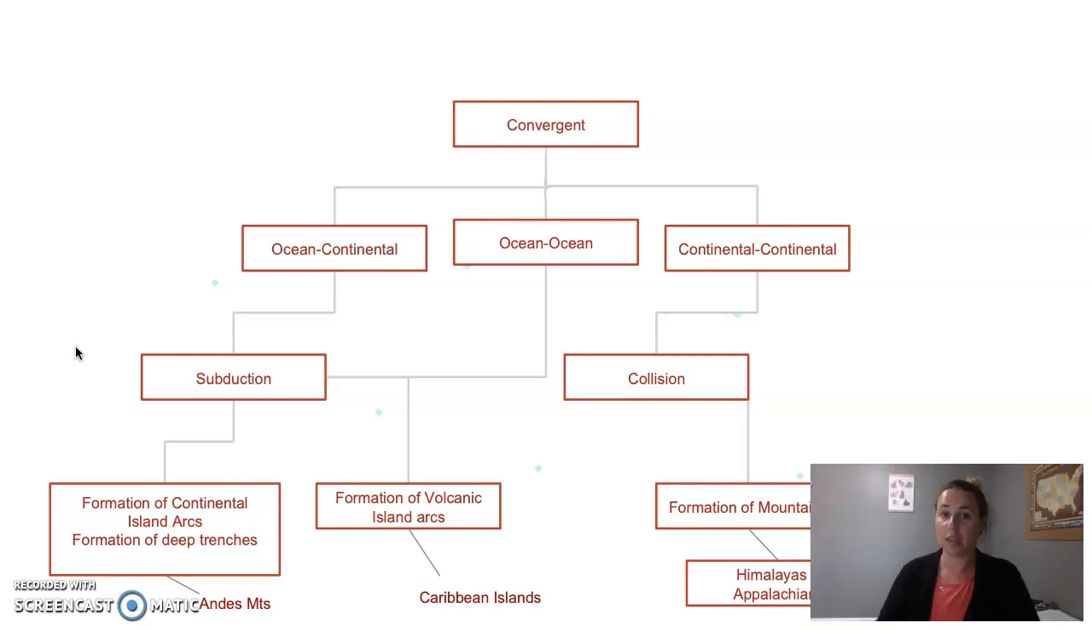And then the third type of convergent plate boundary is continental and continental. You have continental crust that meets continental crust, and what you get is a collisional event. This is what we call our mountain building events, or in geologic terms, an orogeny. This will give you the formation of mountains. Great examples of these are the Himalayas and the Appalachians.